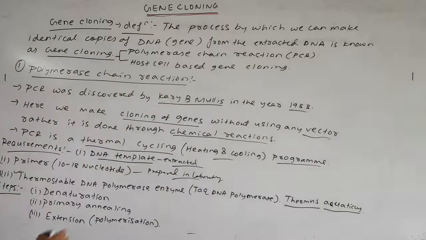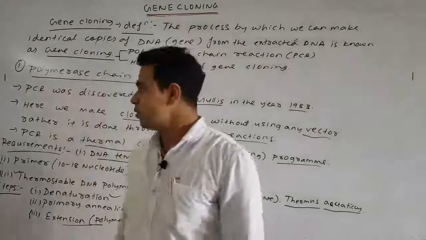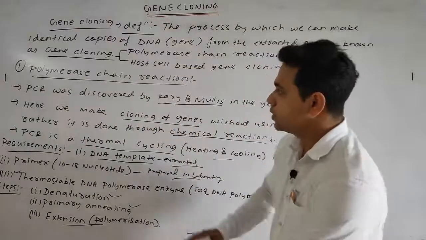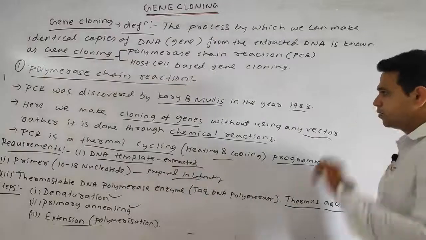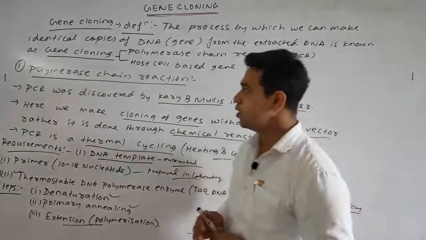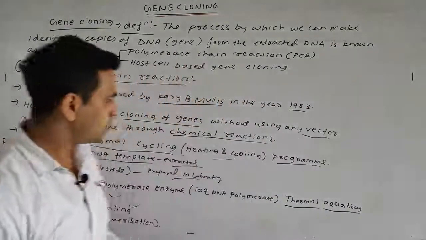Next, what are the various steps? First is denaturation, second is primer annealing, and third is extension or polymerization. So this is all about what gene cloning is, how many types there are, and the basic introduction of the polymerase chain reaction. Please note down.